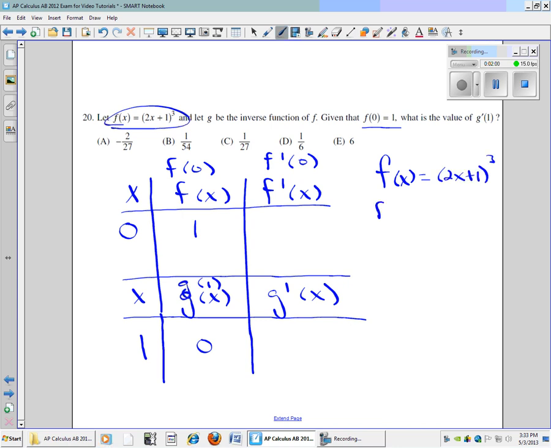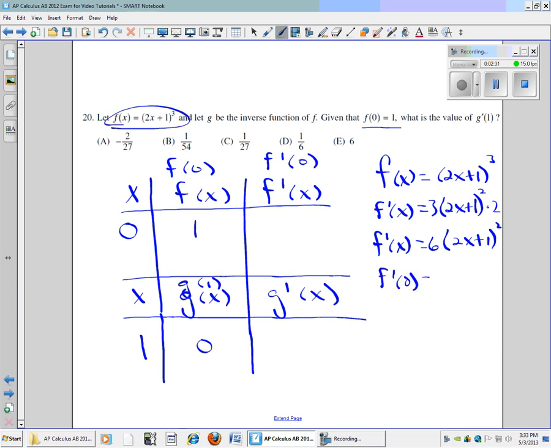So the first derivative of f of x, using the chain rule, would be 3 times 2x plus 1, and we subtract 1 from the exponent, so that would be squared, times the derivative of the inside, which is 2. Now we can simplify. 2 times 3 gives me 6, times the quantity of 2x plus 1 squared. Now we're looking at what is the first derivative when x is 0.